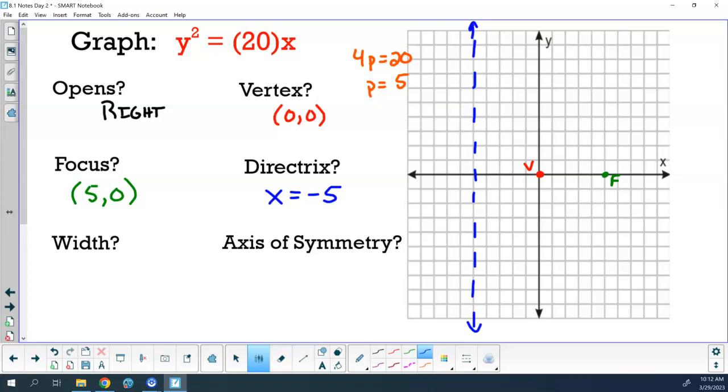Step number 4 says that the 4P number is also my width. So this one is 20 wide at the focus, which means 10 up and 10 down. That allows me to draw it in now, right?